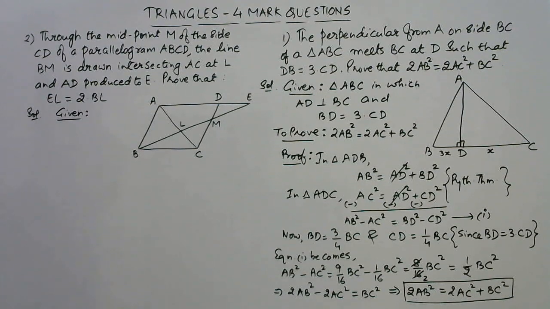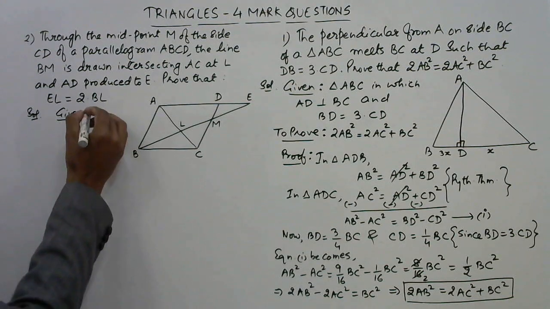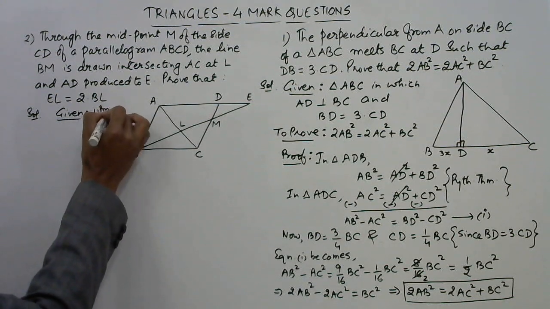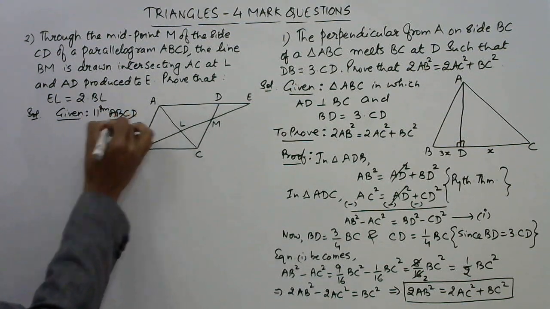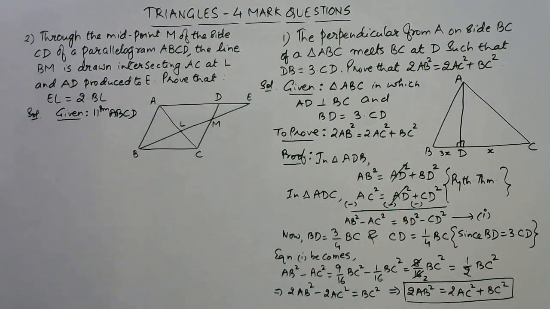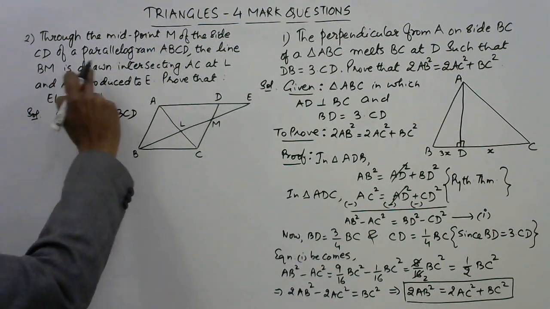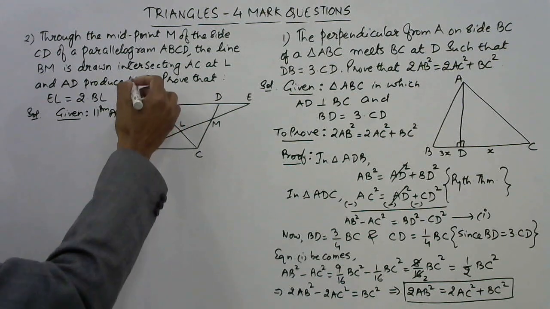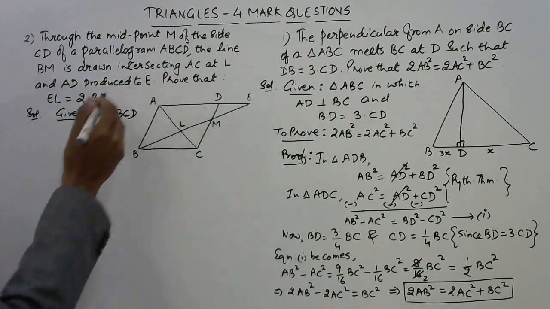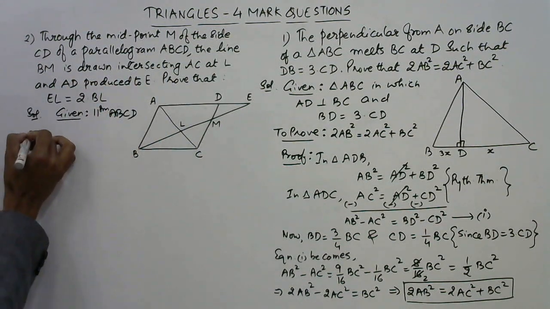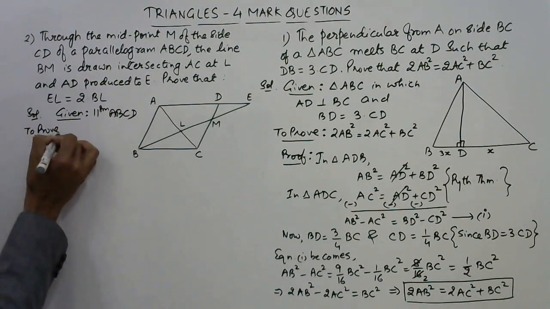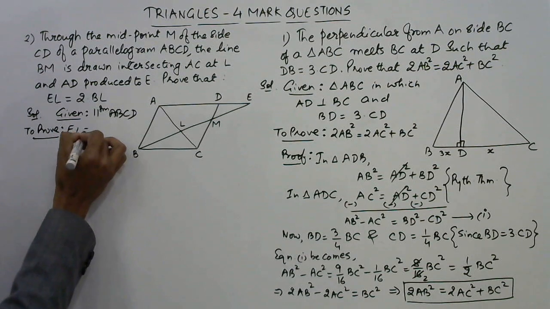Now let's write what is given in this question. Now in this question, we have a parallelogram ABCD, and you can write it from here only. And line BM is drawn intersecting AC at L and AD produced at E. You can write the same thing here. So let's write the to prove part. To prove, it is EL equal to 2BL.